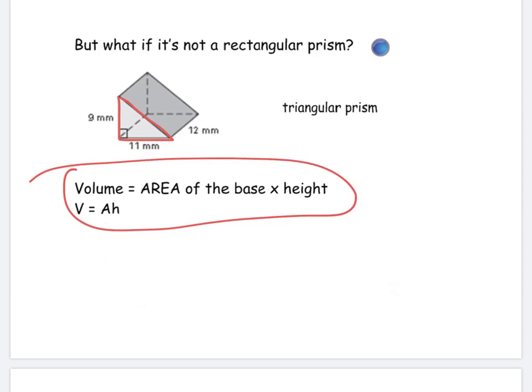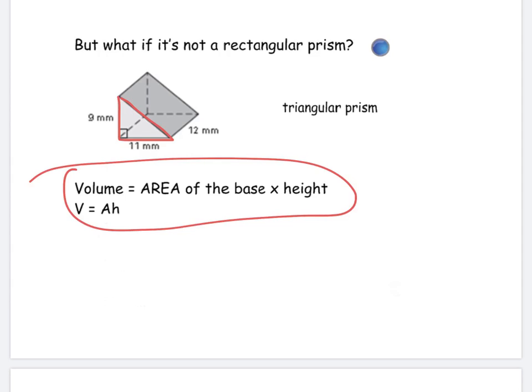If you were to fill a container, you'd open the top and pour in whatever liquid you're pouring. It would cover the bottom of the figure first, and that takes care of the area of the base. Then it would rise to the top, which is why you multiply that by the height.